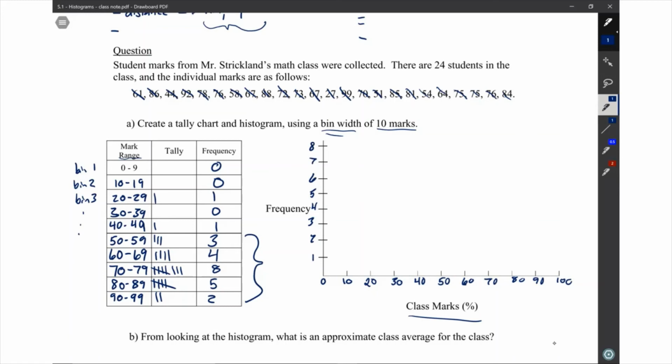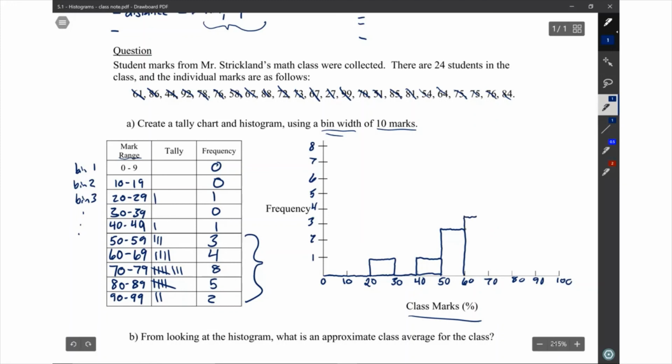Now I'm going to go from my frequencies and my mark range, and I'm going to plot that into our histogram. The frequency was 0 between 0 and 9, so that's a bin right along our axis. We had 0 between 10 and 19. And we had 1 between 20 and 29, so I'm going to draw that bin like so. And I had 0 between 30 and 40, but I had 1 between 40 and 50, so that gets the same size bin as before. Between 50 and 59 I had 3, so 1, 2, 3. And then I had 4 between 60 and 69.